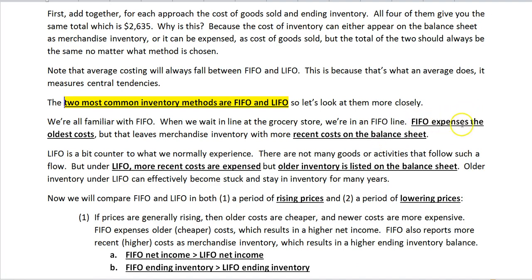FIFO expenses the oldest cost, but it leaves more recent cost on the balance sheet. So FIFO will expense the oldest cost, but leave the most recent cost on the balance sheet as an asset. LIFO, it's harder to think of a real world example here, but under LIFO, more recent costs are expensed and older inventory is left on the balance sheet as an asset.